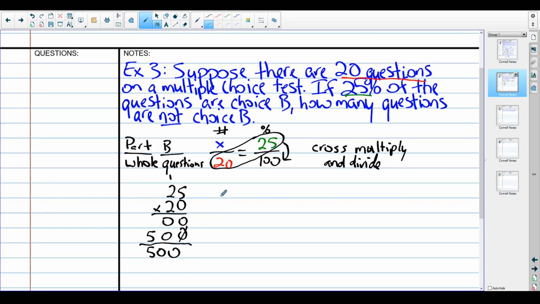Okay, so 25 times 20 is 500. Divided by 100. It's actually really easy. Hopefully. 500 divided by 100 is 5. So 5, not x, 5 questions are answer B.